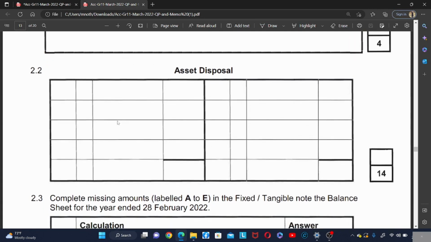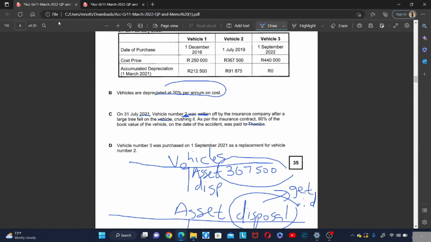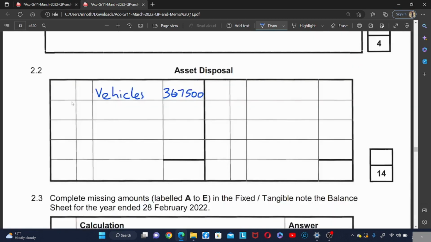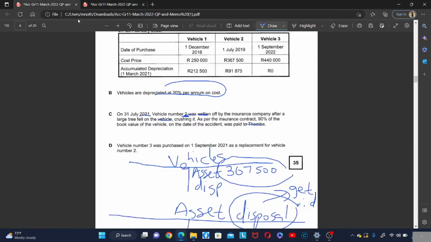So it's the vehicles, an amount of 367,500, and this happened on 31 July 2021. So it's July 2021, and then the next step.